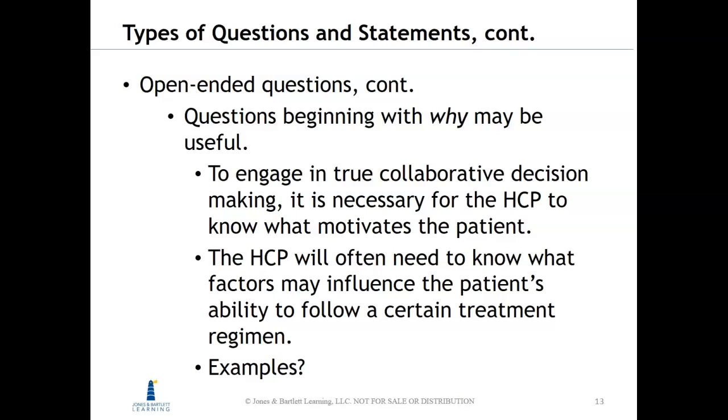The healthcare provider will often need to know what factors may influence the patient's ability to follow a certain treatment regimen. So again, using open-ended questions will typically give us more information and help us guide the treatment session a little bit easier.